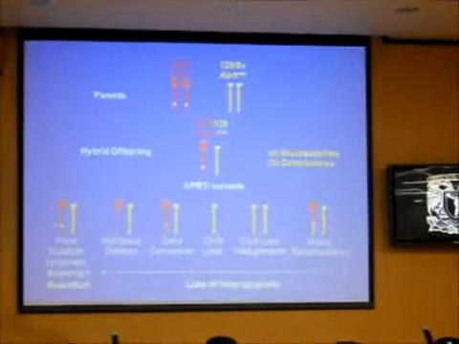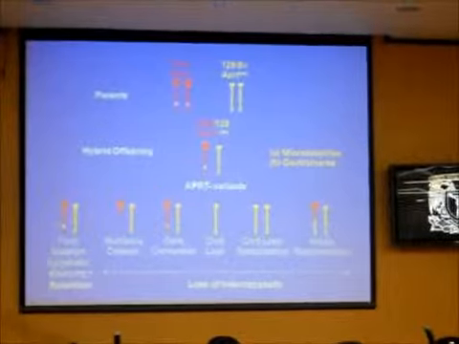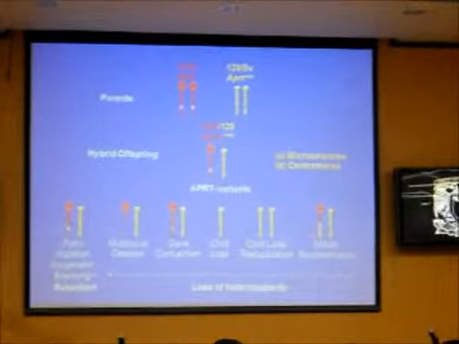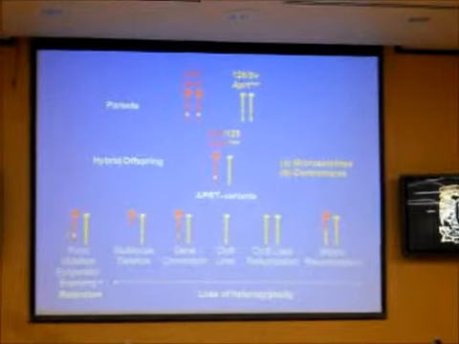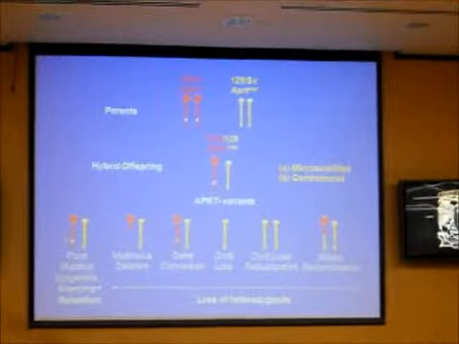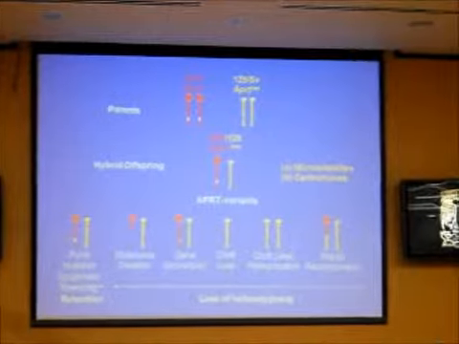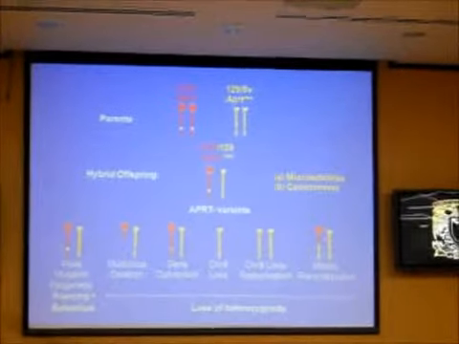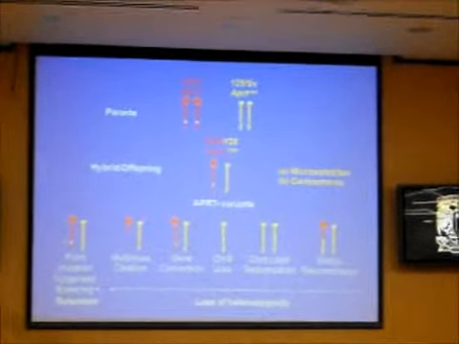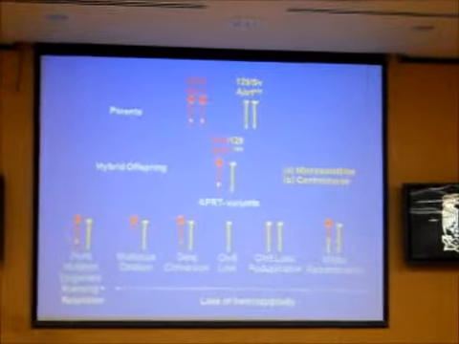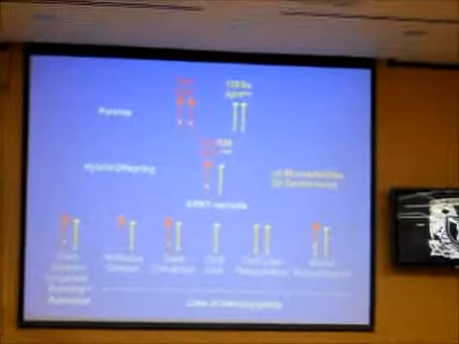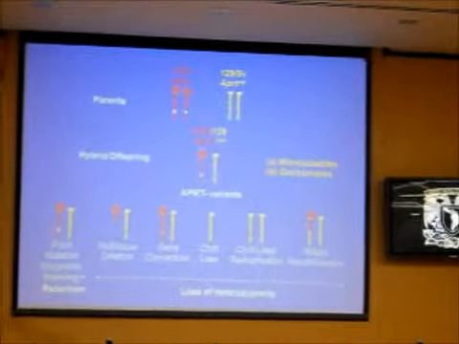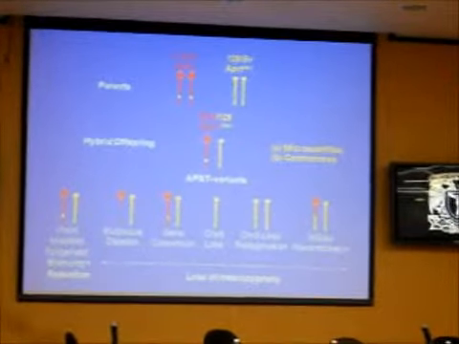They've lost heterozygosity at APRT, and they've lost heterozygosity at flanking markers up to a certain point, and that point varies from colony to colony that we pick, and then there's retention of heterozygosity. So all these markers will have undergone loss of heterozygosity.